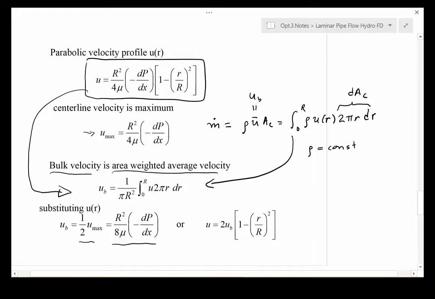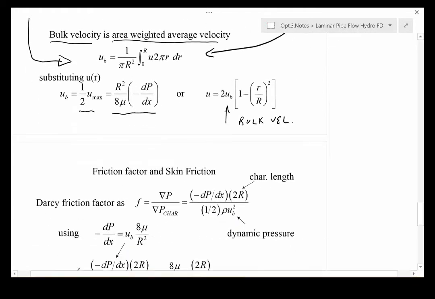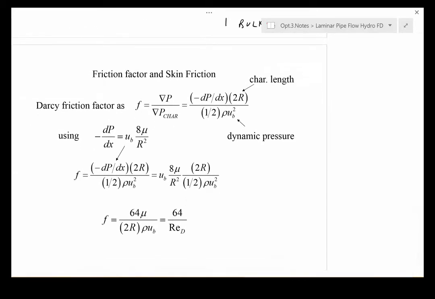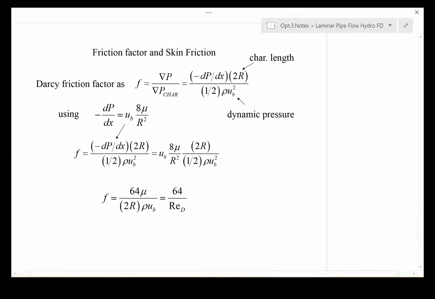In a similar way, we can just insert the bulk velocity definition into the u of r model, or u of r definition. Okay, and one of the important ways of thinking about the velocity profile and one of its uses is in terms of the friction factor and the skin friction coefficient.